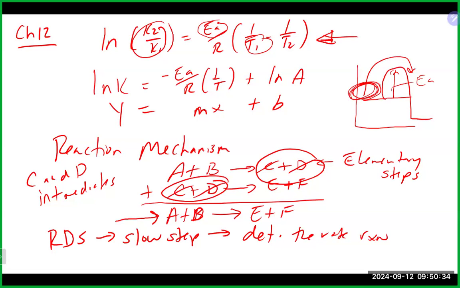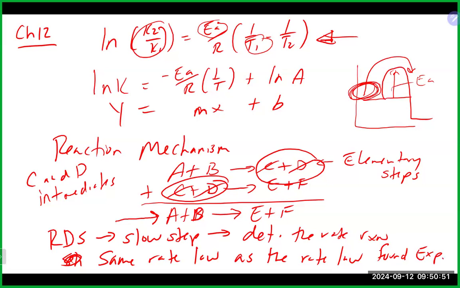The importance of identifying the rate determining step is it should have the same rate law as the rate law found experimentally. So that's one way you can identify which step of the mechanism is the rate determining step: if they give you the experimentally found rate law and one of the elementary steps has a rate law that matches it, then that would be your rate determining step. The other way, which is much easier, is a lot of times they will list slow and fast, and whichever one's listed slow would be your rate determining step.